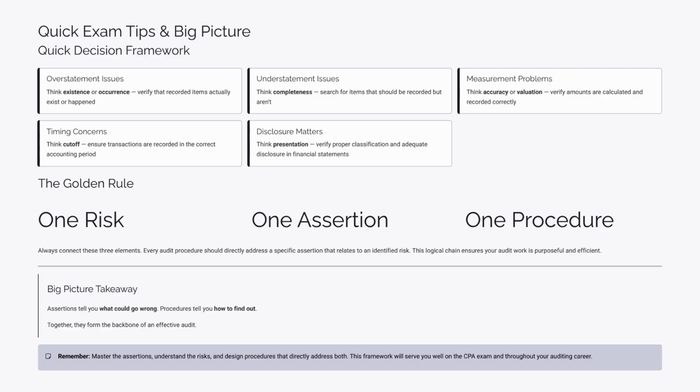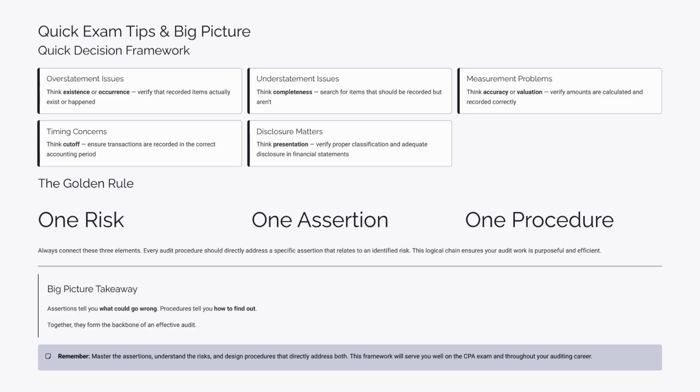If the issue is overstatement, think existence, occurrence. If the issue is understatement, think completeness. If it involves measurement, think accuracy, valuation. If timing is the problem, think cutoff. If disclosure is the concern, think presentation. Always connect one risk to one assertion to one procedure.